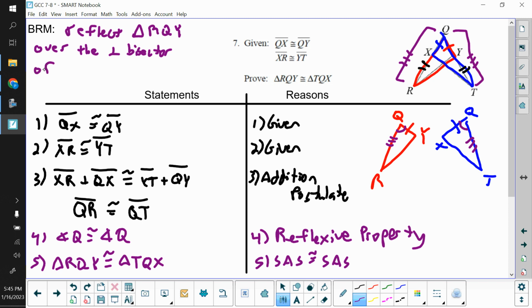of, and it's got to be of a line. So probably the most common thing people would say is RT. You could also say XY. Either of those would be all right.